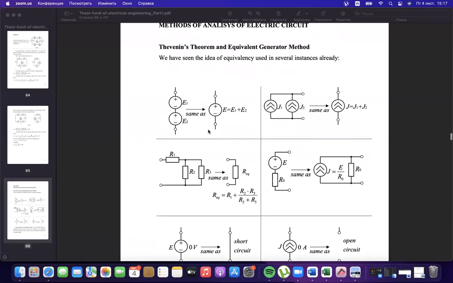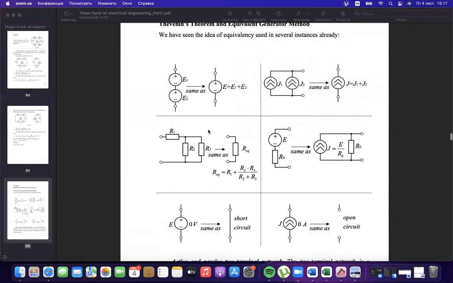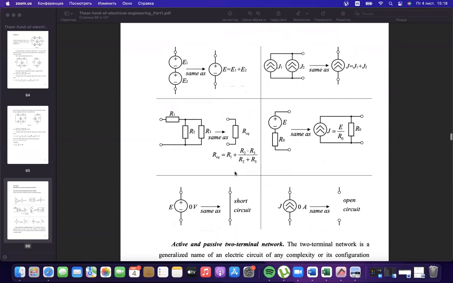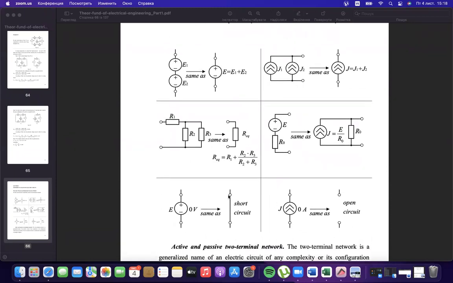Then a couple of useful ideas to simplify the circuit, just to revise what we were speaking about previously. Sources could be combined into a total one if they are adding in series. The current sources could also be summed into a total one if they are connected in parallel. All resistances could be transformed into a single one, and after we disconnect sources, we obtain a short circuit for electromotive force and an open circuit for a current source. And also each electromotive force could be substituted by a current source. Each current source could be substituted by an electromotive force source.